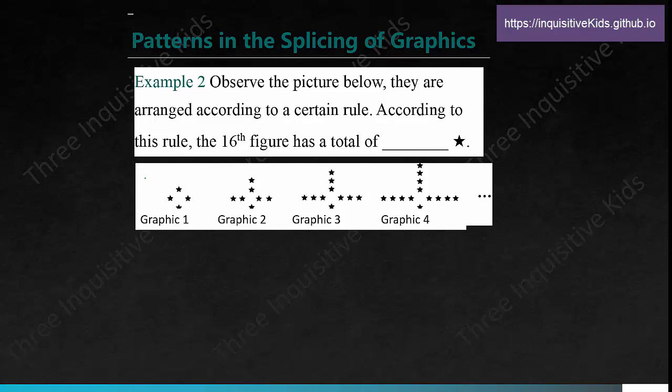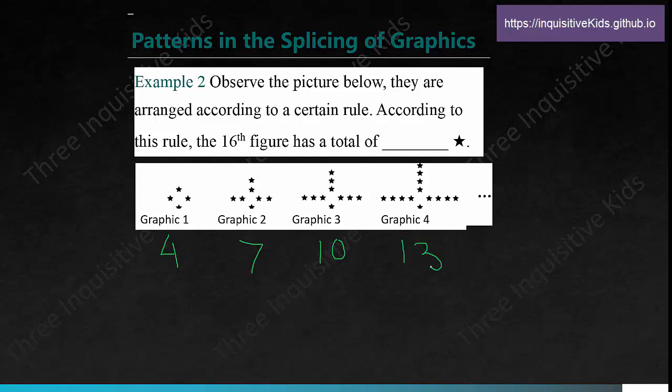Well, to do that, let's first count all of the stars in each graphic. The first one is 4. Second one, we add 3 more, 7. And then after that, we add 3 more, 10. After that, we add 3 more, which is 13, and so on.